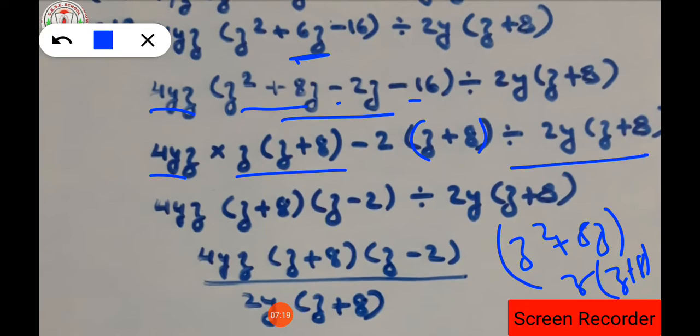Now moving to the next step, when we write in the form of numerator and denominator, z plus 8 is present in the numerator and denominator, so it will get cancelled, isn't it? Now 2 fours is 4 and 2 ones is 2. Y again will get cancelled. What is left out? That is 2z into z minus 2 is left out.